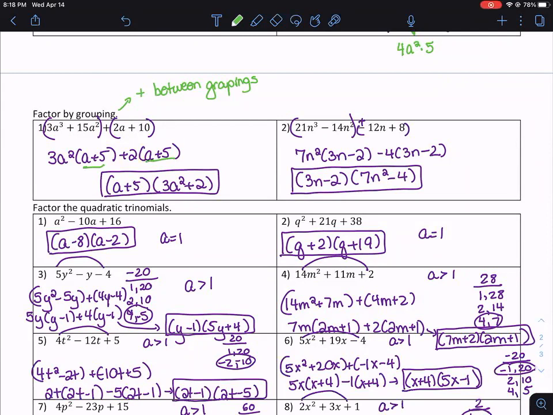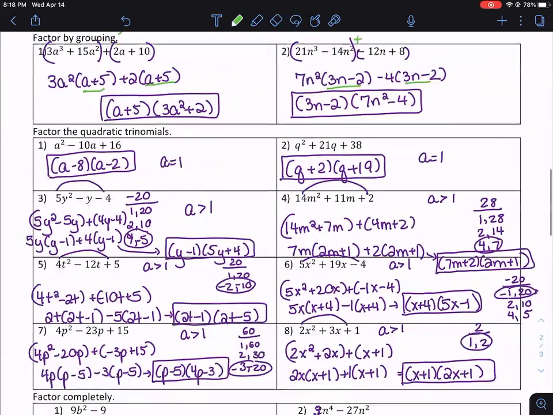For number 2, however, you have that minus attached to the negative 12. So we throw that plus in between. And then, of course, we put our minus 12 inside the parentheses. So 7n squared comes out. We're left with 3n minus 2. And then negative 4 comes out and negates our terms. We're left with 3n minus 2. 7n squared minus 4 and 3n minus 2. And please just make sure that your binomials are completely factored.